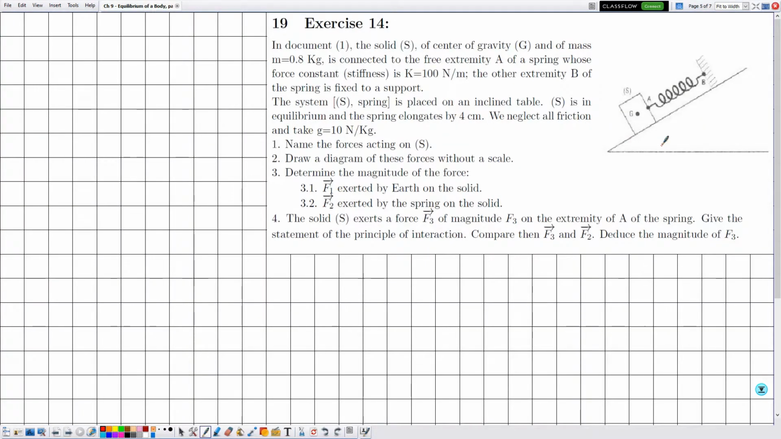Now exercise 14. In document 1, the solid S of center of gravity G and of mass M equal to 0.8 kilograms is connected to the free extremity A of the spring, whose force constant K is equal to 100 newtons per meter. The other extremity B of the spring is fixed to a support.